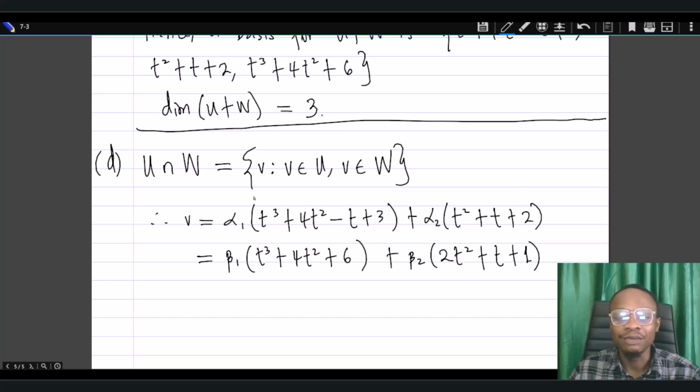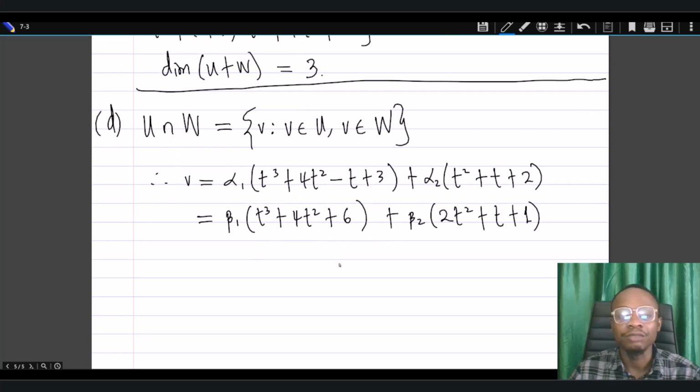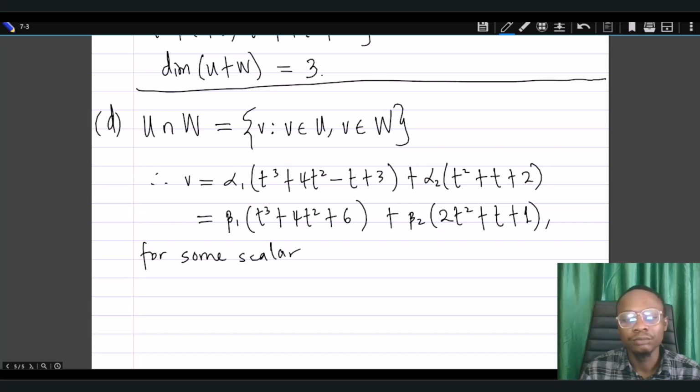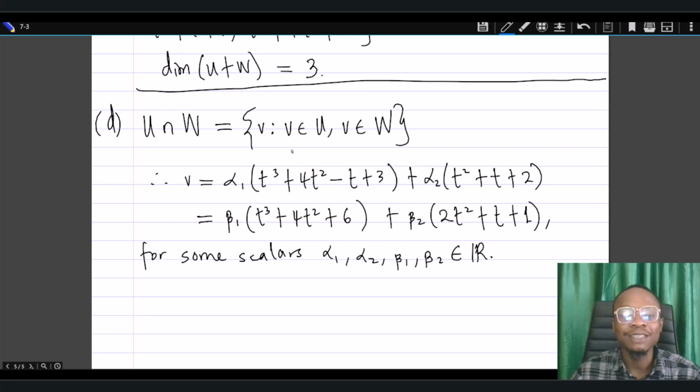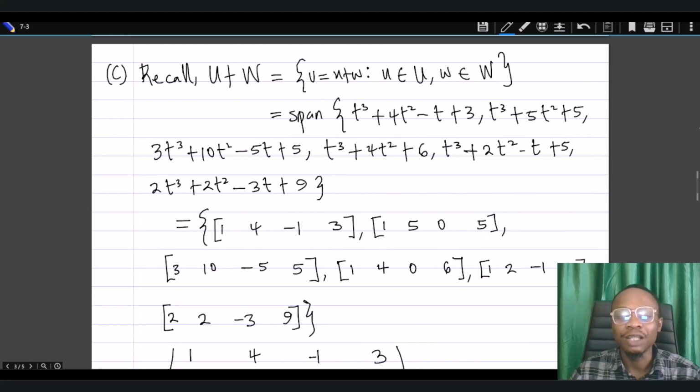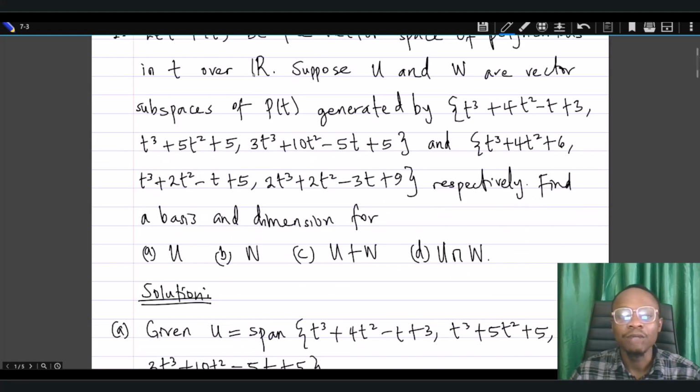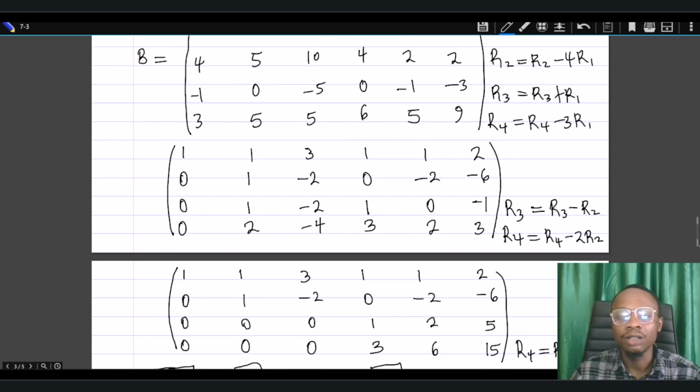So definitely the coefficients here will be different. Okay, that's why we've used a different set of notations for that. So we know that this definitely will hold true for some scalars alpha 1, alpha 2, beta 1, beta 2 in, of course, R, because the vector space here is defined over the field of scalars R. That's what's meant by P of t over R. Yep, we're good. So let's move on.